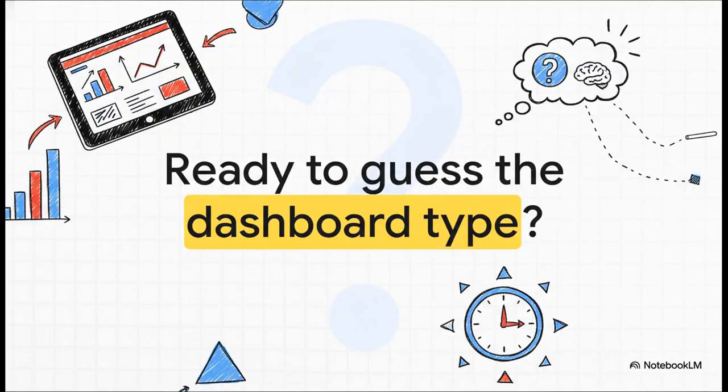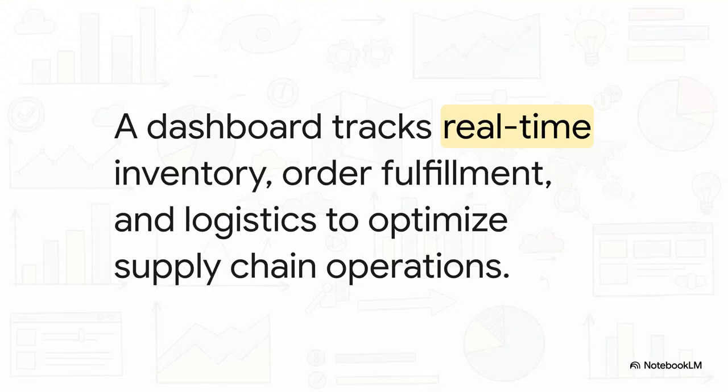All right, you ready for a quick pop quiz? Let's see if you're getting the hang of this. I'm going to give you a scenario, and I want you to guess the dashboard type. You ready? Okay, here we go. Picture this, a dashboard that's tracking real-time inventory levels, order fulfillment stats, and all the logistics to keep the supply chain running. So what do you think? Strategic, tactical, analytical, or operational?